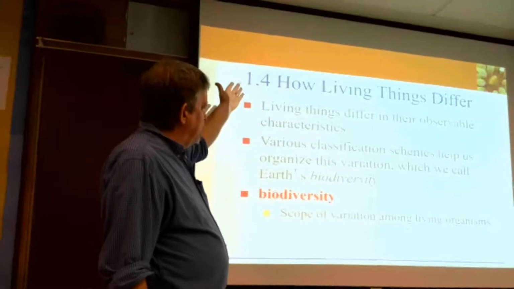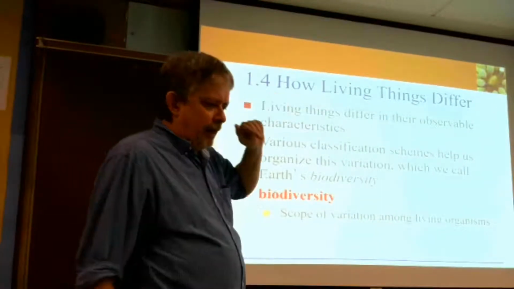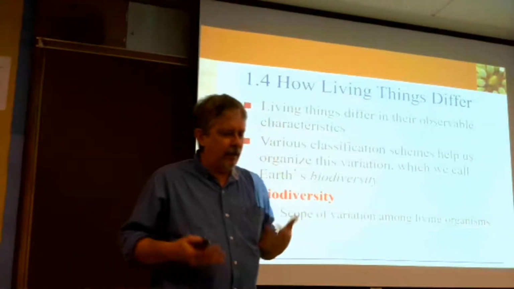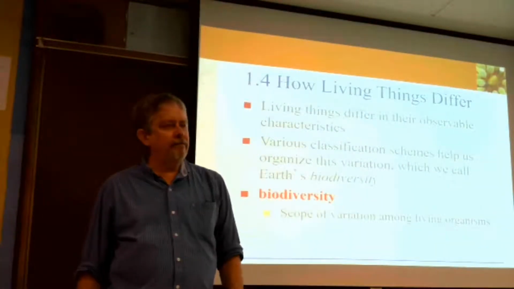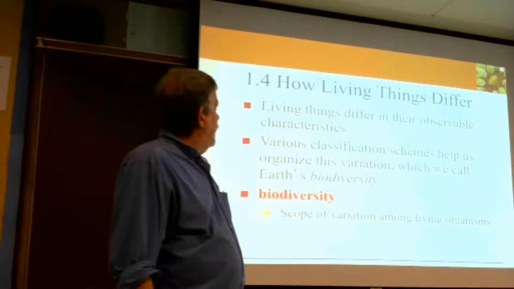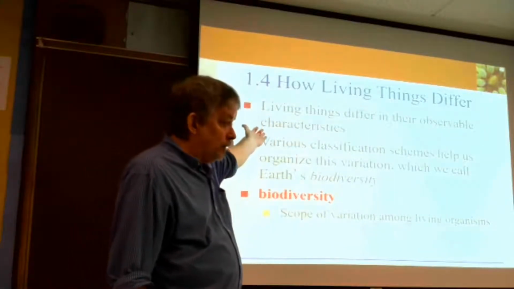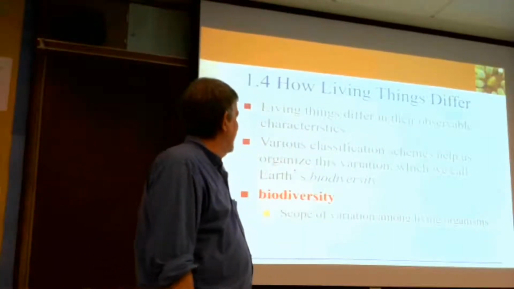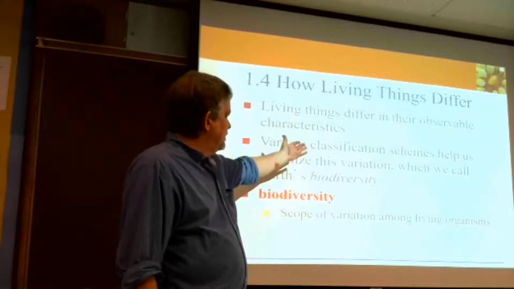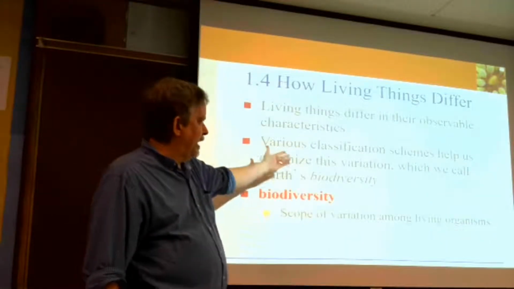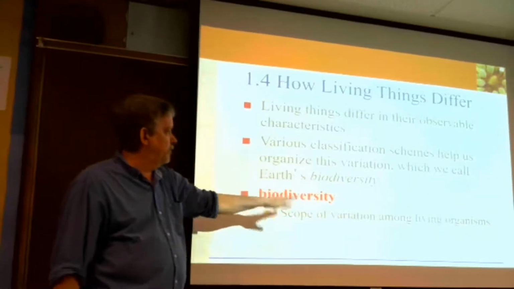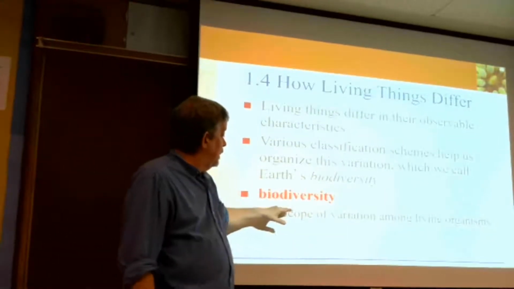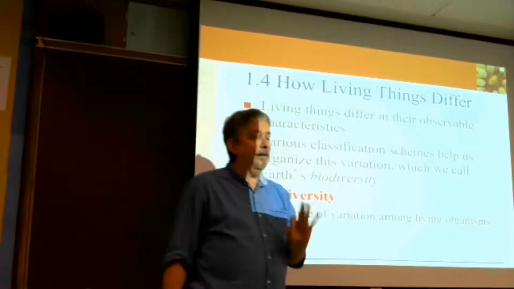All right, so how do living things differ? That's how they're all the same. They need constant inputs of energy. They respond to change and adapt, and they have DNA. Well, how do they differ? There's different characteristics. This is what scientists love to do. They love to start classifying things according to the characteristics. Various classification schemes help us to organize this variation, which we call the Earth's biodiversity. What is biodiversity? I mean, this would be a pretty good question. It's the scope of variation among living organisms.